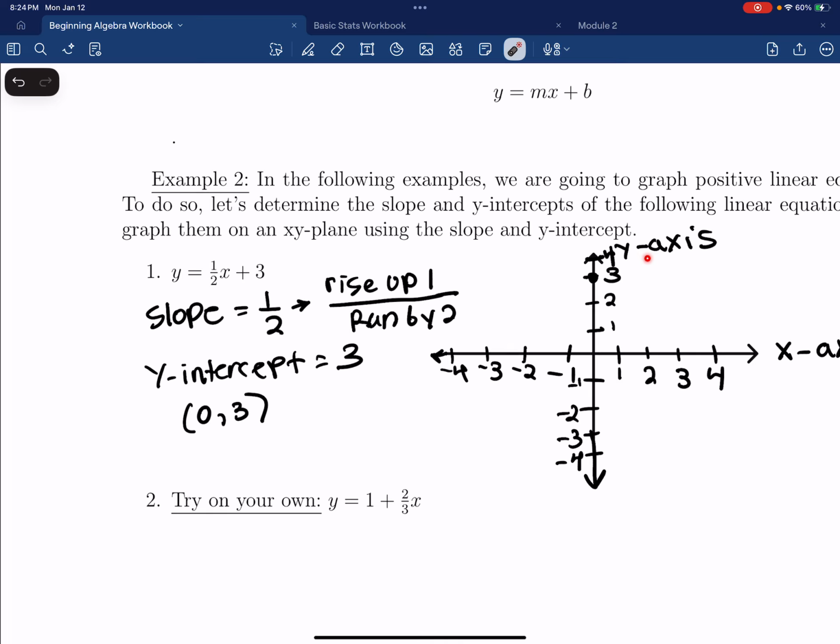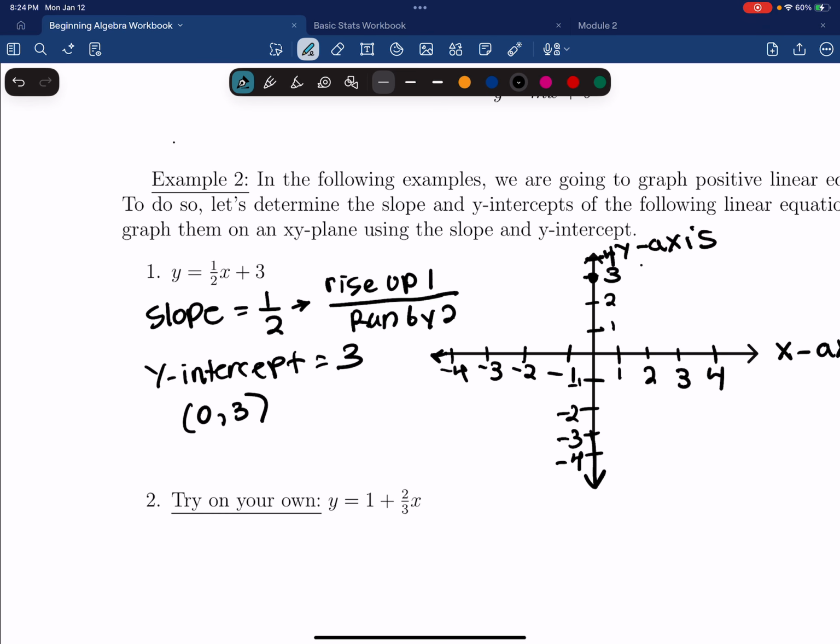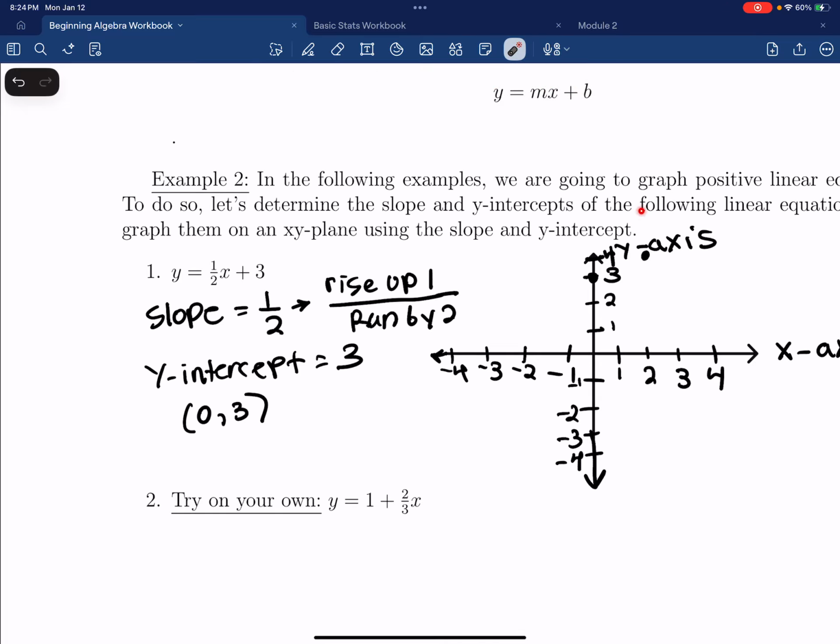Where'd my point go? Let me redraw that, because maybe it went away. There you go, so there's my point. Now notice we don't have any more tick marks that go beyond 4, so we can't go up anymore. But what we can do is go the opposite direction. So we can go down by 1 and left by 2.